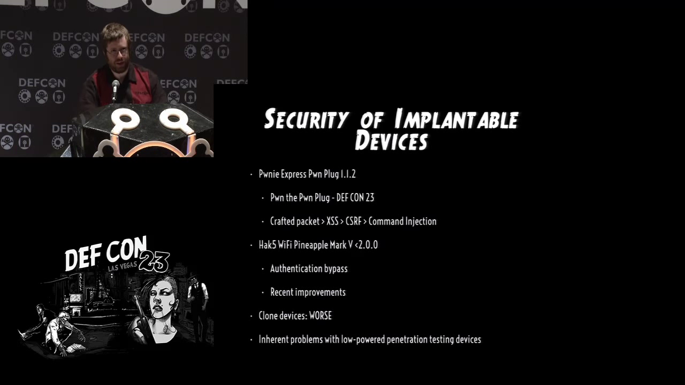So here we get to implantable devices, the toys you're buying in the vendor village. Two years ago, and I typoed that, so that's supposed to be DEF CON 21 there, for the pwn plug. In DEF CON 21, I released a series of vulnerabilities in the Pony Express pwn plug. I used a crafted packet to trigger a cross-site scripting vulnerability in the web interface, which then injected a cross-site request forgery form to inject some commands and just wrecked the whole thing. And at that point, I had a nice little Pony Express rootkit going there.